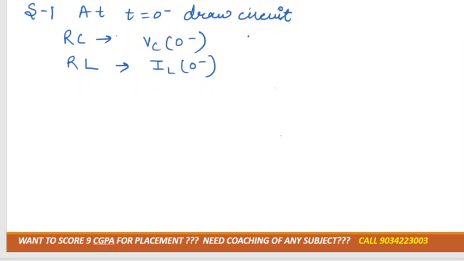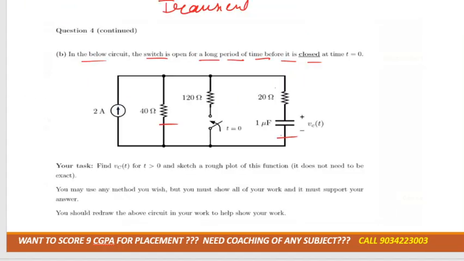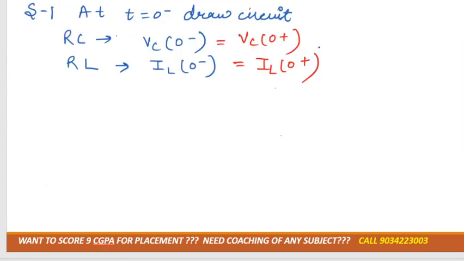Okay, and as you already know, Vc of 0 minus is equal to Vc of 0 plus, IL of 0 minus is equal to IL of 0 plus. Yes, I'm writing here also. If there is a capacitor, then that would be open circuit, and voltage we need to calculate across those capacitor points only. But if there is an inductor, we need to short circuit the inductor, and then we need to calculate the current across that points only. Okay, clear?